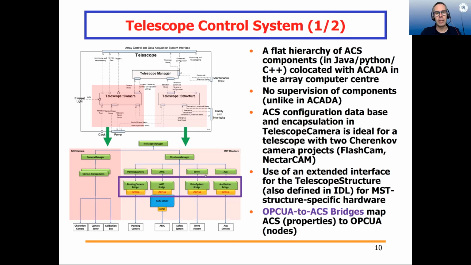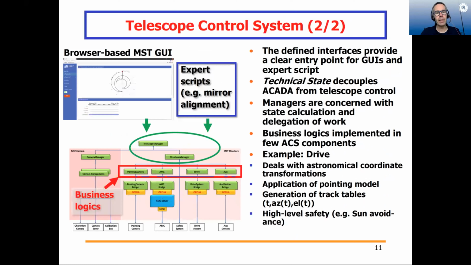Another feature is that we are using so-called OPC UA to ACS bridges, which you can see here in this box. And basically these are mapping ACS variables properties to OPC UA nodes. So when in one of these components here, you're writing into a local or something that looks like a local, say Java variable, then in fact, you're doing a communication using the OPC UA protocol, and you arrive at the telescope hardware. I think in this telescope control system, all the business logic is in this layer.